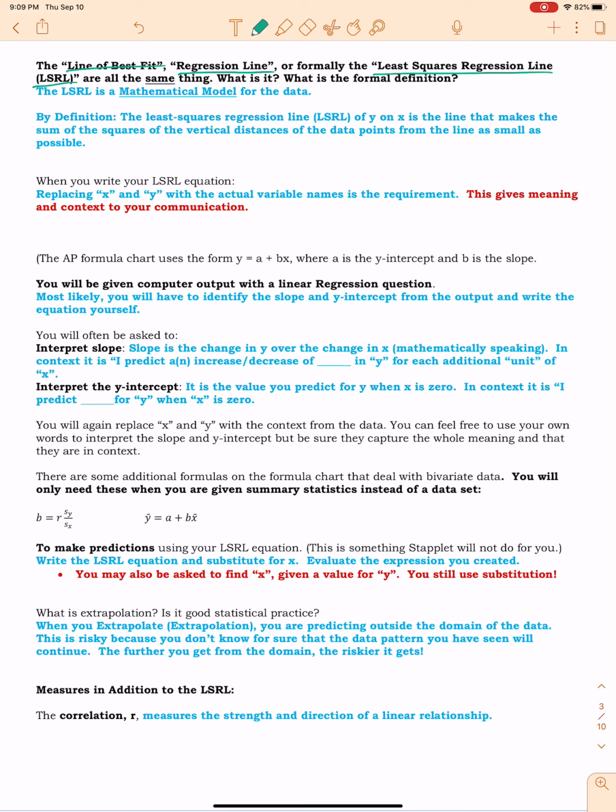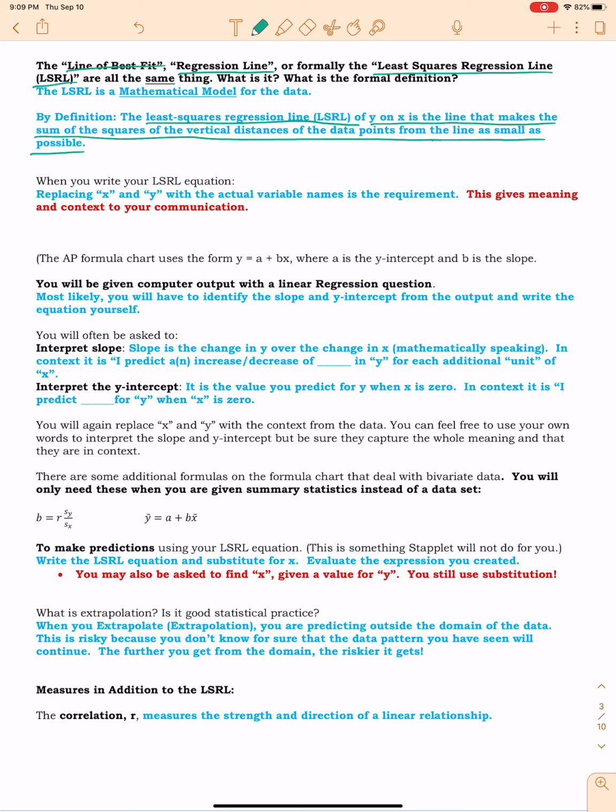What is it? What's the formal definition? Well, a line of best fit, or the LSRL, is just a mathematical model of your data. In other words, it takes all of these ordered pairs and it creates an equation that sums it all up, okay? It models the information.